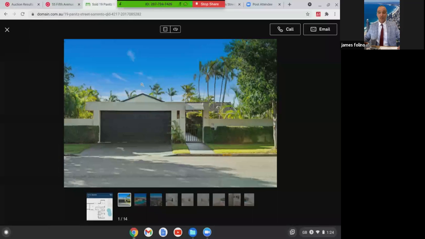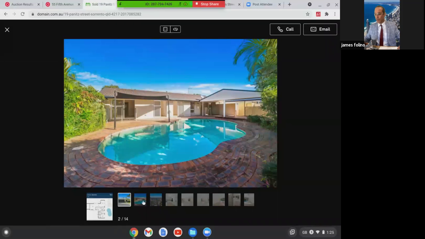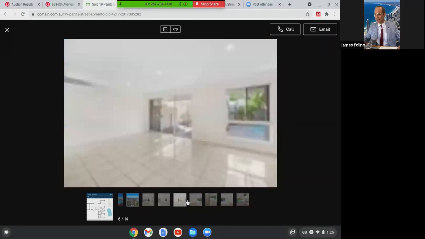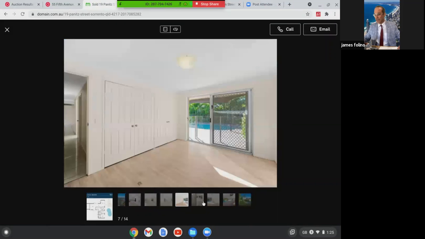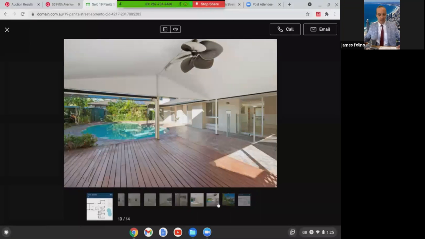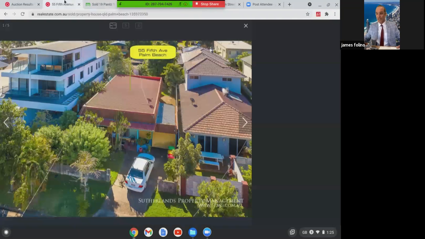Moving along, we're going to go to a suburb called Sorrento, which is just at the back of the Isle of Capri. This was at 19 Pantees Street in Sorrento. Three bed, two bath, dual car accommodation with a swimming pool. As you can see from the skyline picture, you can see how close you are to the centre of Surfers and Broadbeach. This home, 690 square metres of land, fully tiled. Again, it's been updated, and this home sold at $1,020,000.